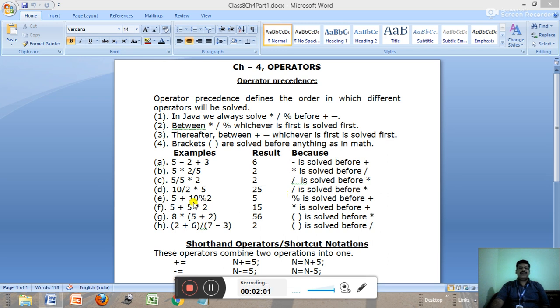C, 5 by 5 asterisk 2. So slash and asterisk both have got the same priority, but which is left side? Slash. 5 slash 5, 1. 1 into 2, 2.